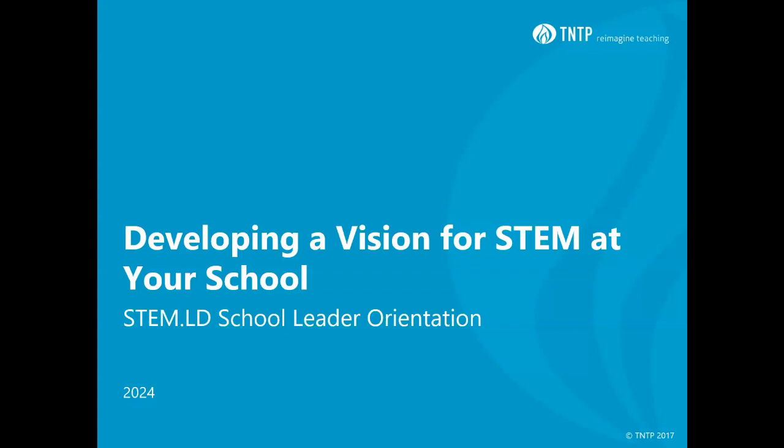In this first session, we'll learn about the importance of having a vision for STEM at your school and begin developing one. When you leave this session, you should have a clear understanding of what STEM is, some ideas about STEM opportunities that you want to provide to your students, and a plan for how you will communicate this vision to key stakeholders.